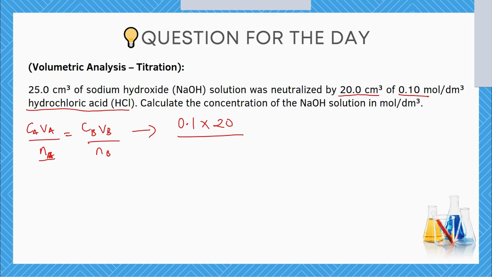How do we know the number of moles of acid? It is simple. From the equation, we have HCl plus NaOH giving us NaCl plus H2O. So this is the acid. How many moles of this do we have? We have just one. So the number of moles of acid is 1.